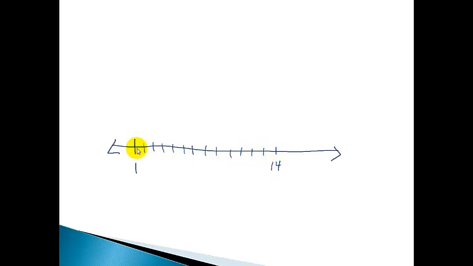Now I'll go and double check. 1, 2, 3, 4, 5, 6, 14. All right, so we have our number line that represents our lower extreme and our upper extreme. And then our median was 4. So 1, 2, 3, 4. So I'm just going to put 4 right here.